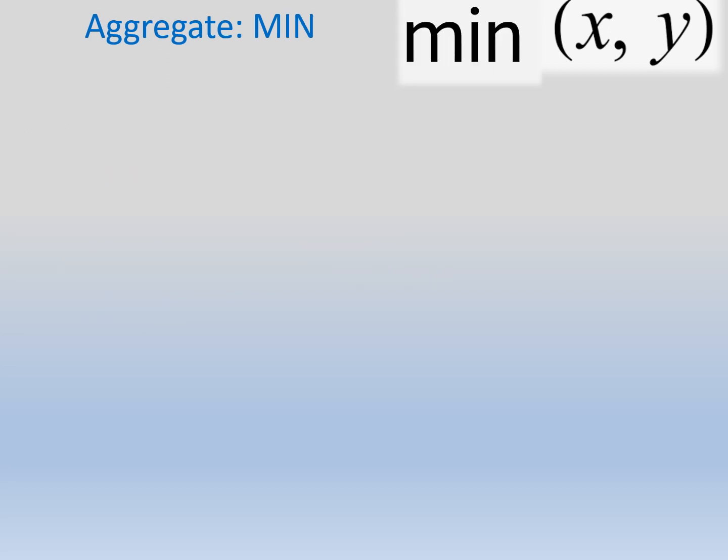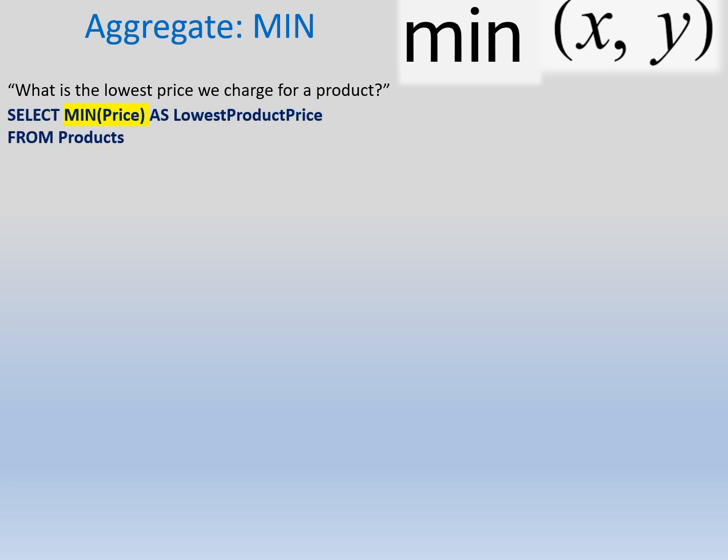Let's look at examples of select statements using the min aggregate. The query is, what is the lowest price we charge for a product? Select min, open parentheses, price, close parentheses is all that we needed for this select statement. There are no conditions for the where clause. There are no calculations to be done within the open and close parentheses.